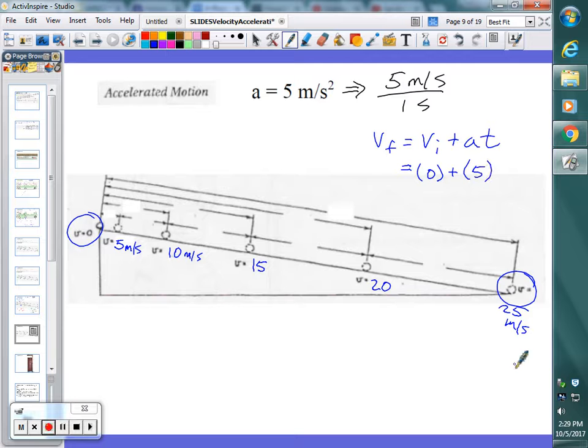And looking at the picture, how long does it take to get down to the bottom of the ramp? 5 seconds. So either way we do it, either using our logic and definition of acceleration or using the equation, we still get that at the bottom of the ramp, that velocity is 25 meters per second. Okay, good there? But I didn't ask you for the velocity, right? I asked you for how long is this ramp.